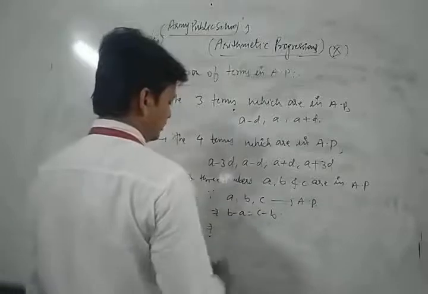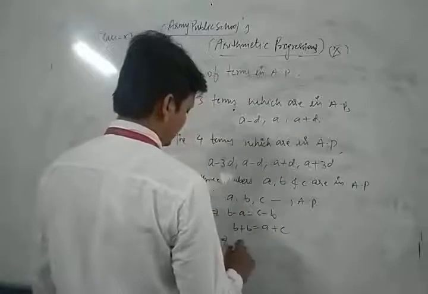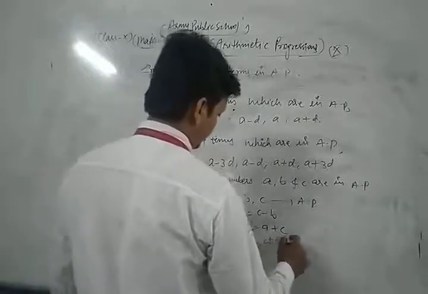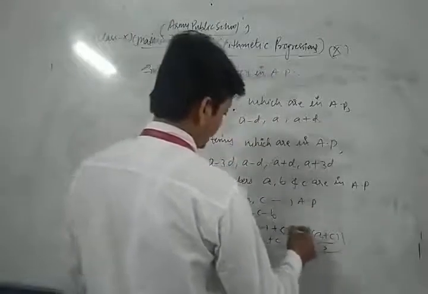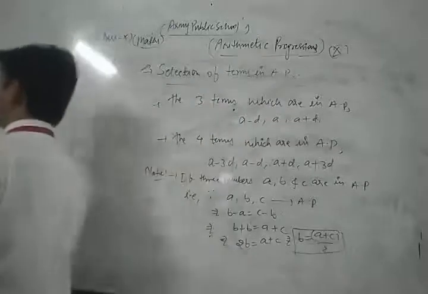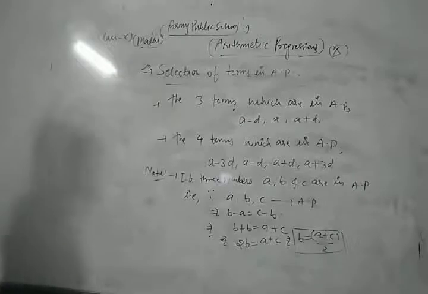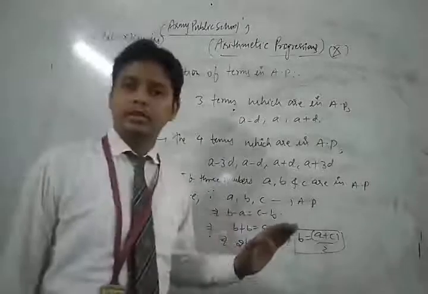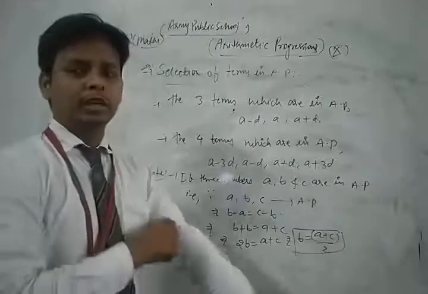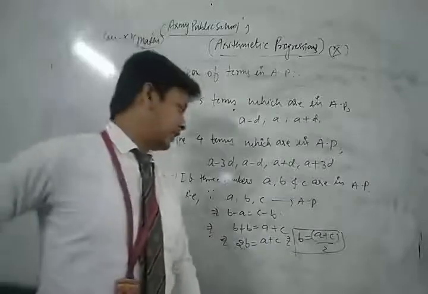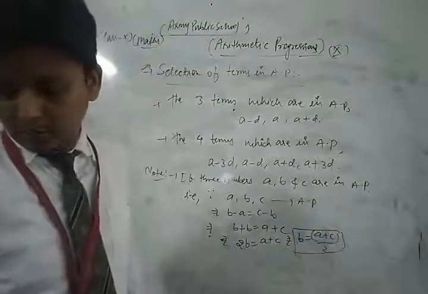So we can solve it. So b plus b is equal to a plus c. That is 2b is equal to a plus c. That is b is equal to a plus c upon 2. This is a very important result related to an arithmetic progression. If three numbers a, b, c are in AP, then b is equal to a plus c upon 2. Okay. This is a very important result.